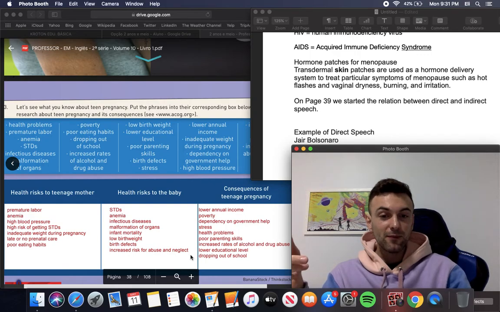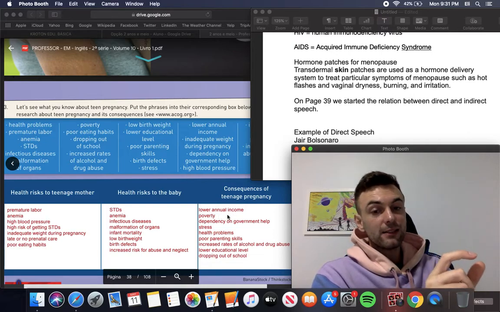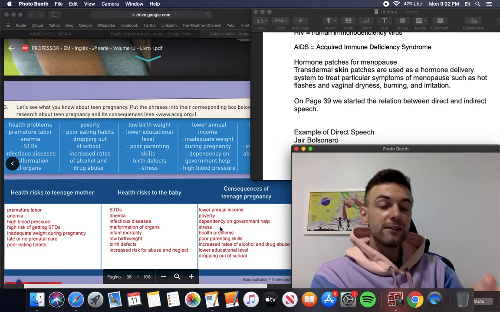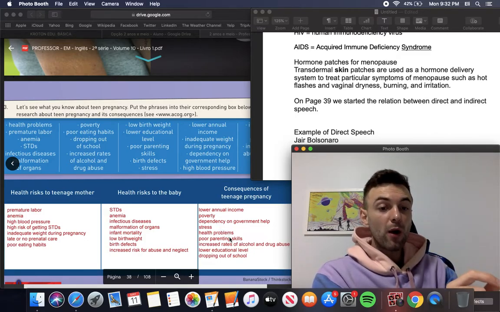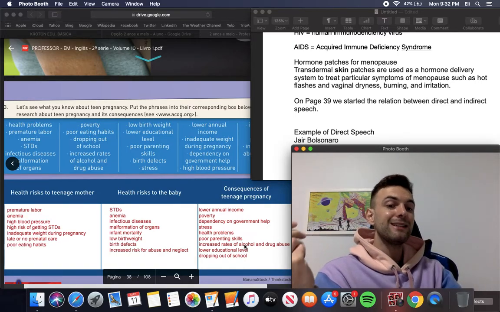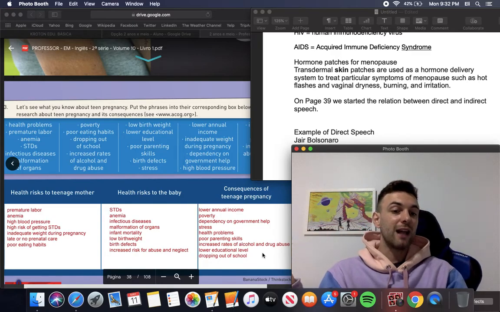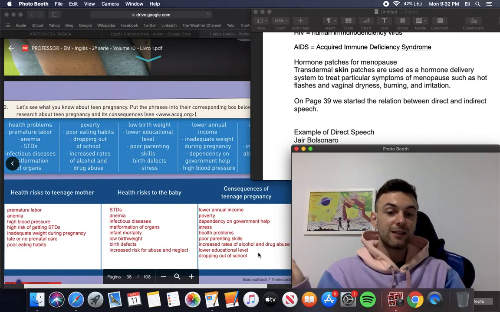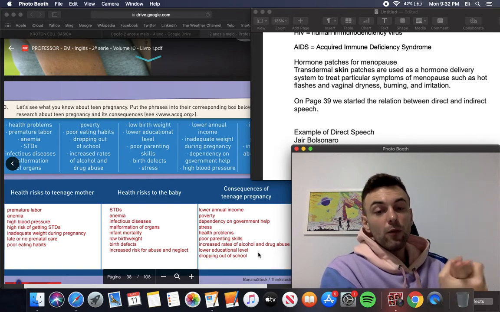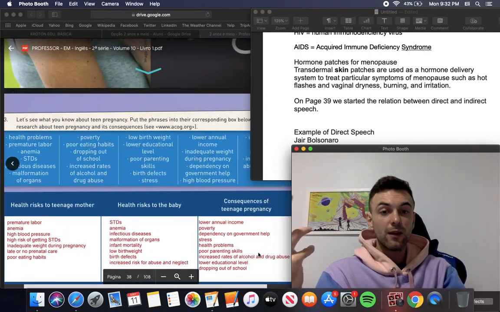Consequences of teen pregnancy, as consequências da gravidez na adolescência, então, lower annual income, uma baixa renda anual, poverty, pobreza, dependency on government help, a dependência da ajuda do governo, stress, health problems, problemas de saúde, poor parenting skills, baixas habilidades como pai ou mãe, increased rates of alcohol and drug abuse, então altas taxas ou aumento das taxas de uso de álcool e drogas, lower educational level, baixo índice educacional e dropping out of the school. Sair da escola são todas as consequências, então, da adolescência.